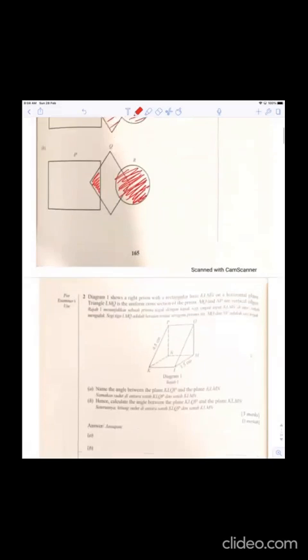Okay, let's see the second question. Diagram 1 shows a right prism with a rectangular base KLMN, which is the bottom one, on a horizontal plane. Triangle LMQ is the side one. The uniform cross section of the prism is MQ and P, Q and P. So the straight line here, MQ and P.